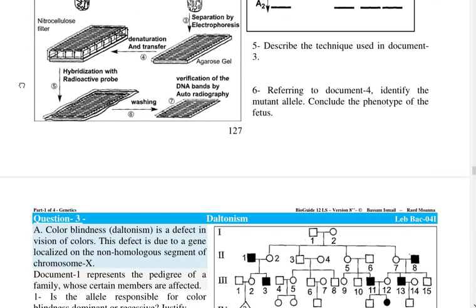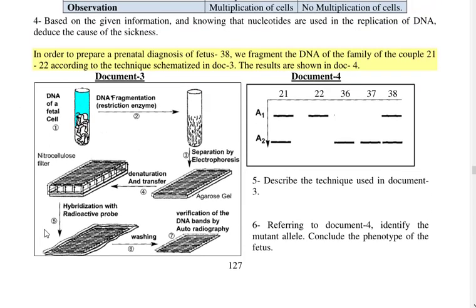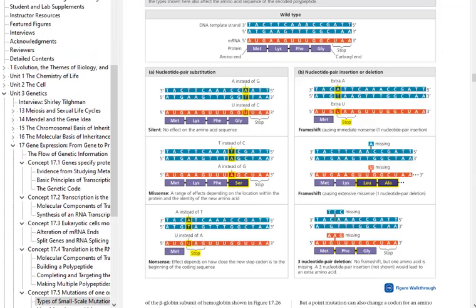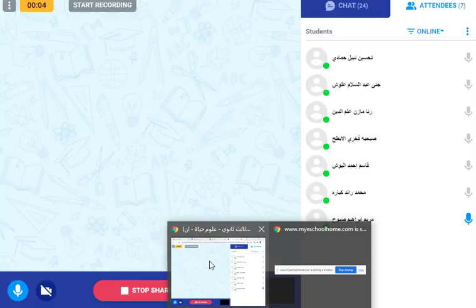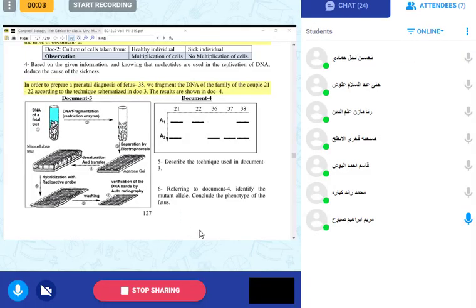Okay. Question 5 is what? Come on, what does question 5 say, Mariam? Describe the technique used in document 3. Okay, the technique used in document 3. You remember how we describe? Professor, we just put everything written, we make them as a paragraph, right? Yes. The DNA of the fetal cell is extracted, then fragmented using a restriction enzyme, and so on.